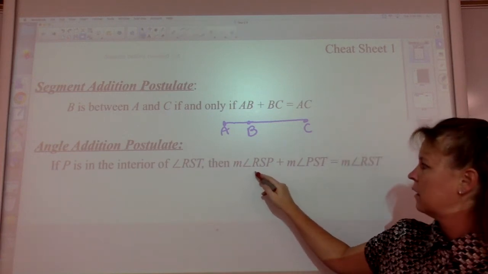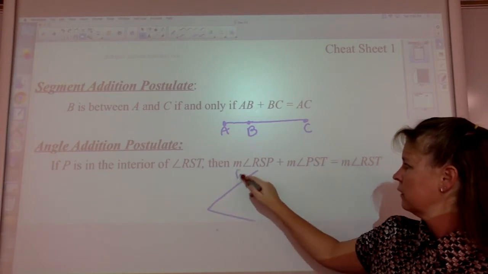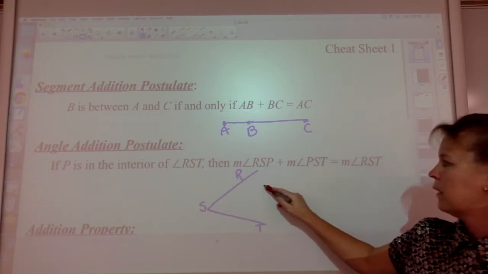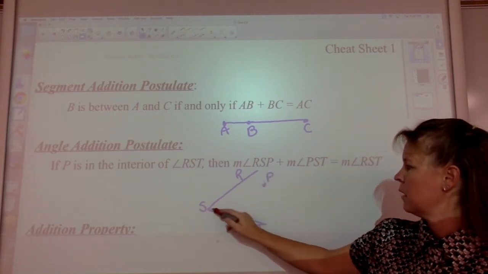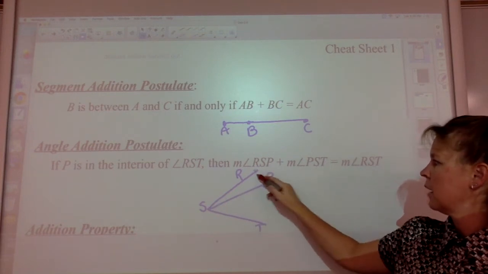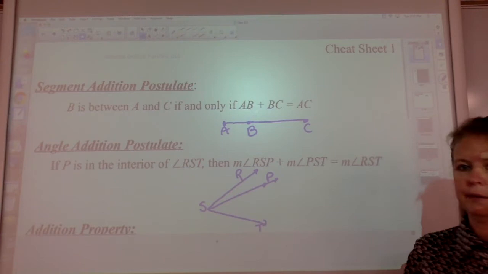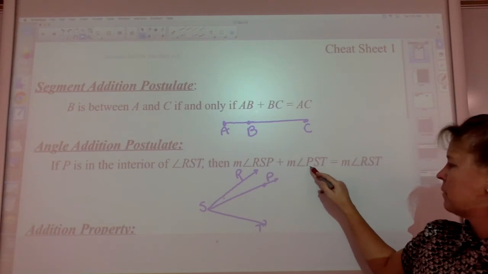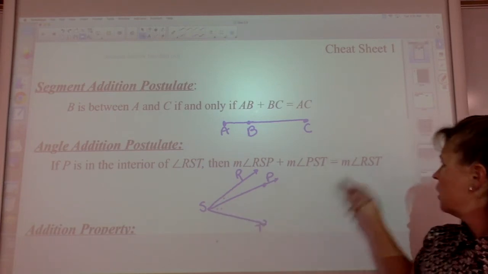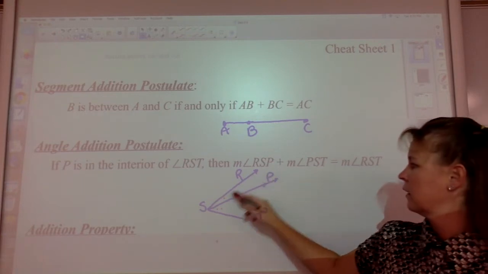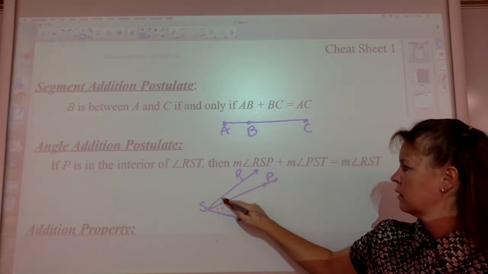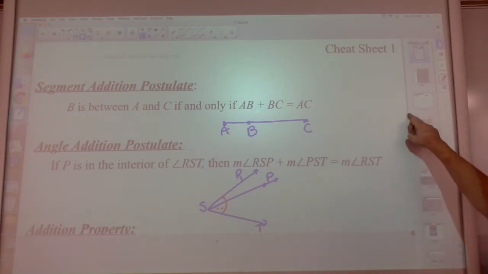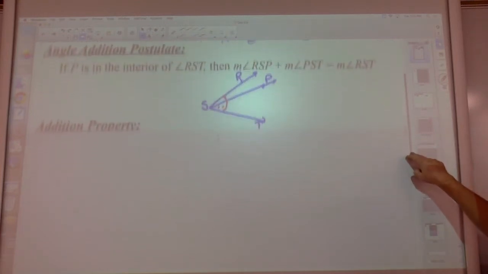If P is in the interior of angle RST, here's RST. P is somewhere in the interior, doesn't matter where, it doesn't have to be in the middle, but P is in the interior, which makes 2 little angles and a bigger angle. It says if you take RSP right here and add it to the measure of angle PST, which is right here, you will get altogether the total angle of angle RST. Again, 2 little angles altogether make a big angle. Common sense, but you've got names for them. Segment addition postulate, angle addition postulate.